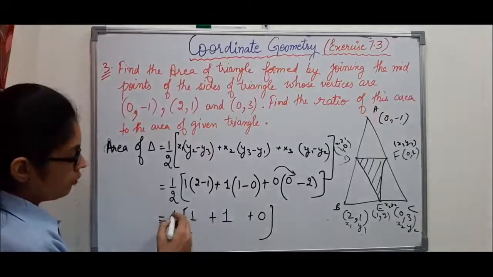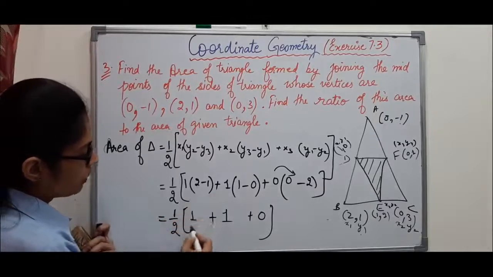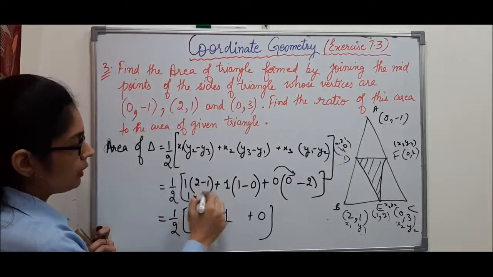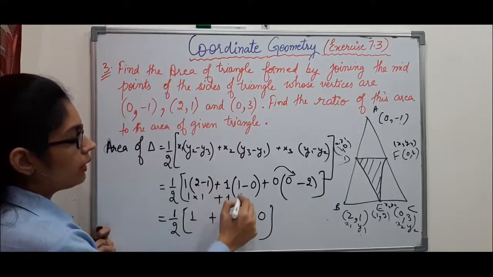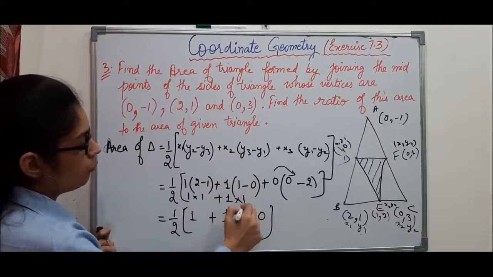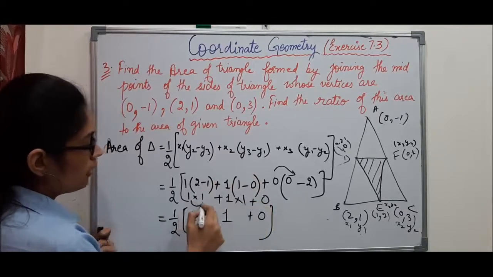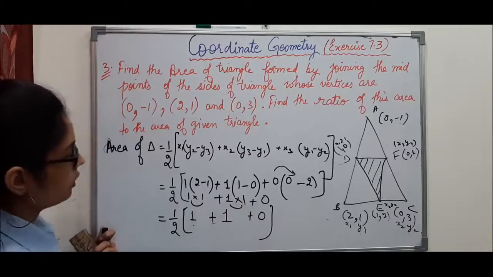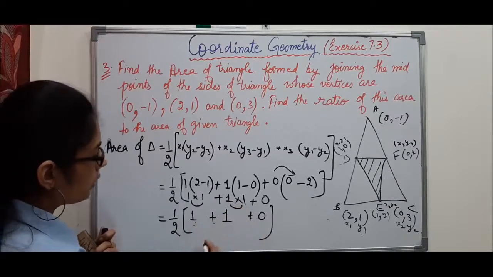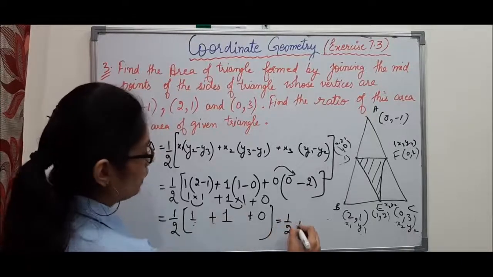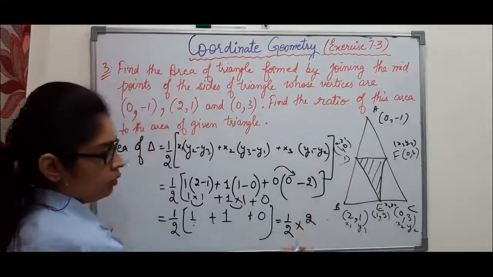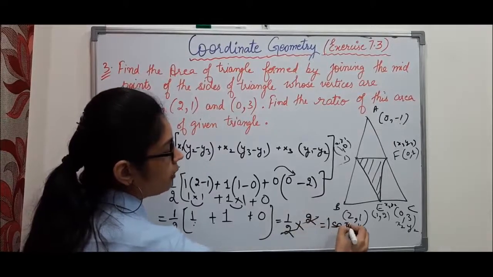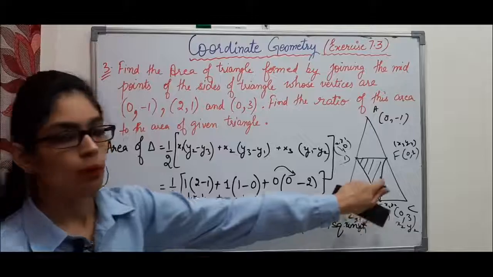So we got 1 by 2 into 1 plus 1 plus 0. If you multiply 1 into 2 minus 1 it is 1 plus 1 into 1 minus 0 it is 1 plus 0. So 1 into 1 it is 1 plus 1 into 1 again 1 plus 0. So 1 plus 1 it is 2, 1 by 2 into 2. This 2 and this 2 will get cancelled. So my area of this triangle is 1 square unit. Area of this smaller triangle is 1.